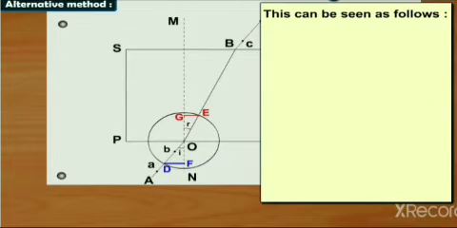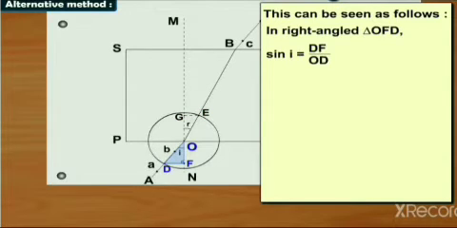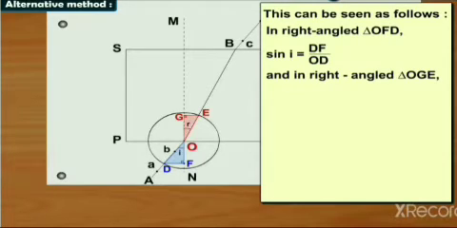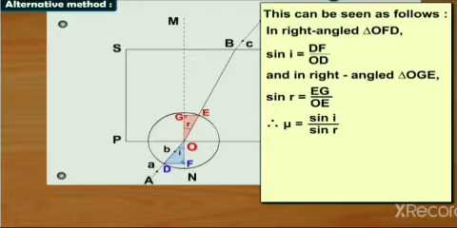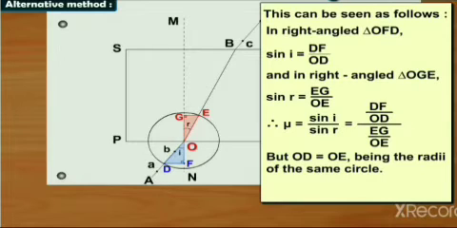This can be seen as follows. In right-angled triangle OFD, sine I is equal to DF upon OD. And in right-angled triangle OGE, sin R is equal to EG upon OE. Therefore, mu is equal to sin I upon sin R, which is equal to DF upon OD upon EG upon OE. But OD is equal to OE, being the radii of the same circle. Therefore, mu is equal to DF upon EG.